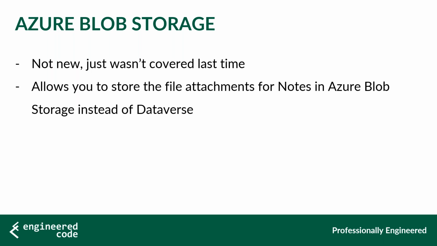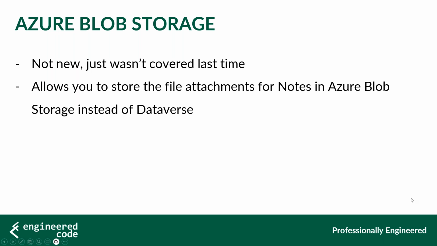if you had a whole bunch of web files that you wanted to put on your site, or if you were expecting that people would be uploading lots and lots of files to notes and attachments, there's an option to have those notes and attachments not saved in Dataverse, but stored directly in Azure Blob Storage. So that file doesn't exist at all in Dataverse. Essentially, it creates a note record, and that note record is a text file that points to the Azure Blob Storage.